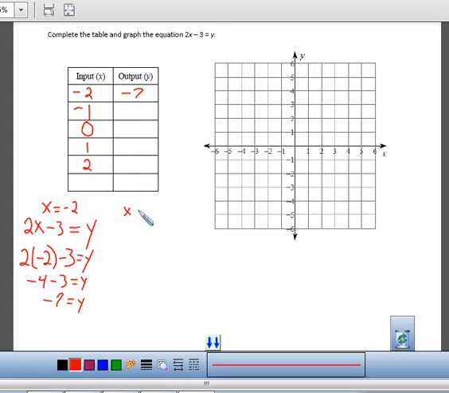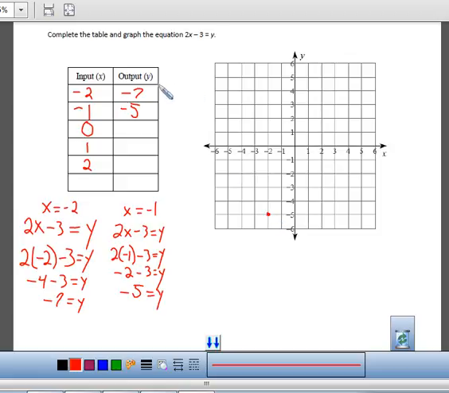So this time, when x is -1, I'm going to plug that into this equation, 2x minus 3 equals y. I get 2 times -1 minus 3 equals y. What's 2 times -1? That's -2 minus 3 equals y. -2 minus 3 is -5. And there is my y value. Now, will that fit on here? -2, so over 2 spaces, down 5, that will fit.